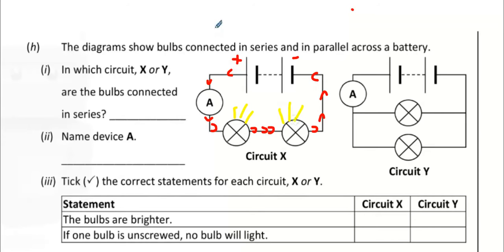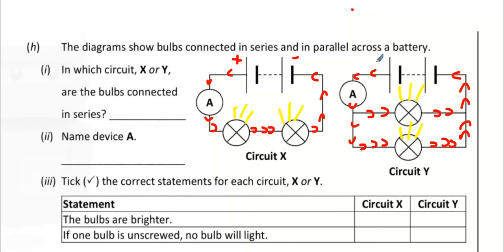Okay, and then in the second diagram the current goes from positive to negative, but it can go one of two routes. It can go through both circuits in the same way, but it can take two routes instead of one. So both light bulbs shine separately.